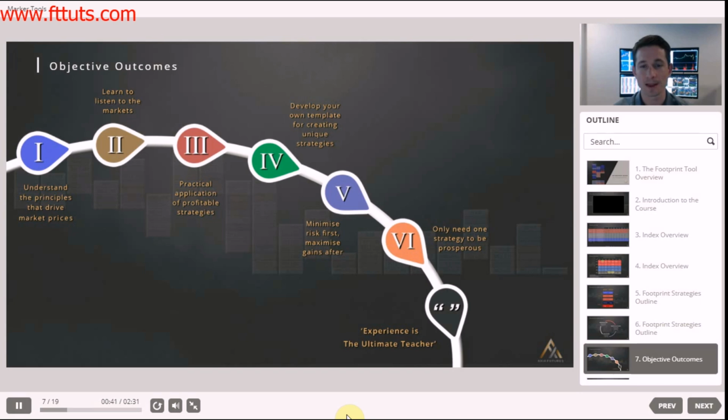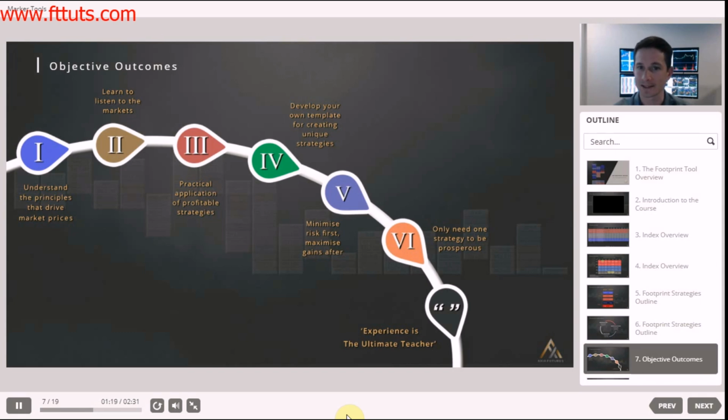The second outcome I'd really like to achieve within each one of the units is to teach you to learn to listen to the market. Rather than take a biased or opinionated subjective approach to the markets, I want you to learn to become very objective, drawing upon the fact-based information that is within the market, and ultimately learn to listen to what the market's saying. The third outcome I'd like to achieve is for you to be able to practically apply each one of the trade strategies. The fourth outcome is I want you to be able to develop your own unique trading template.